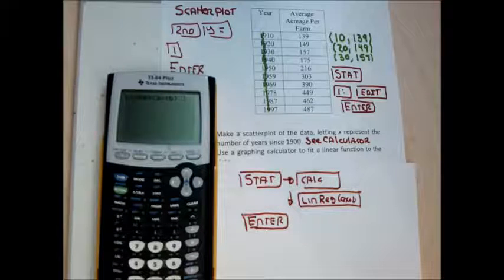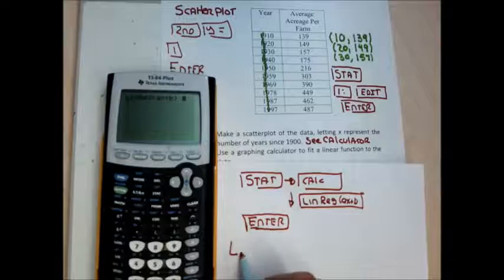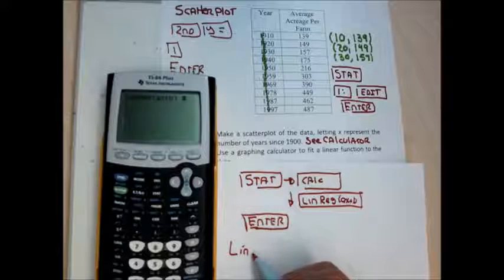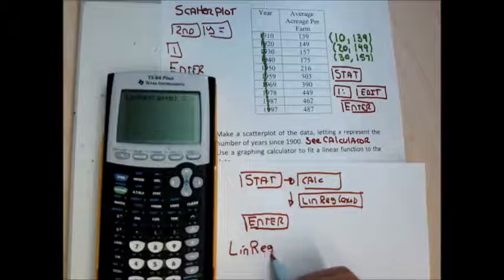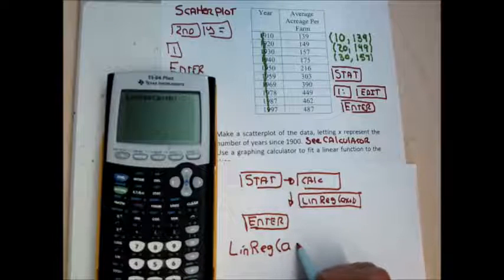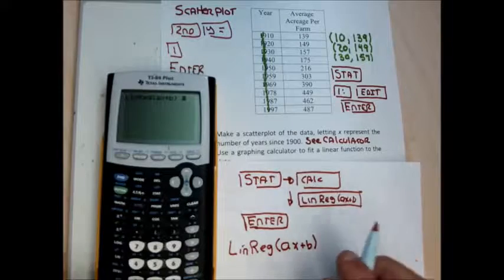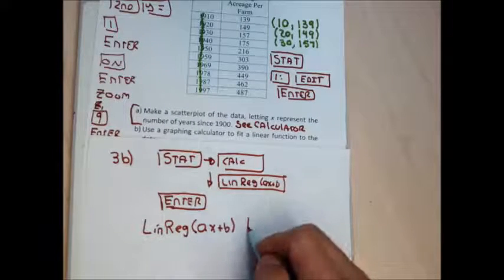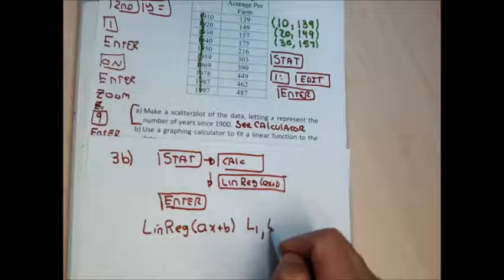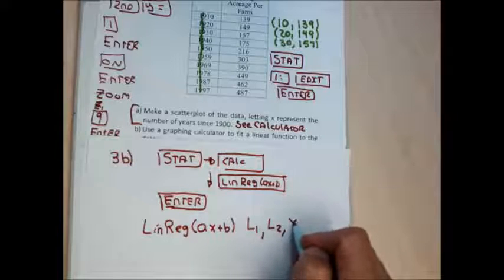My calculator says linear regression ax plus b. It's going to find an equation of a line, and it doesn't use m for slope, it uses a for slope. I'm not sure why that's the case. On my main screen after this, my calculator needs to say L1, L2, comma Y1.